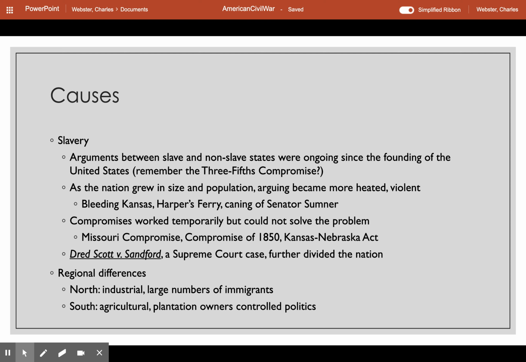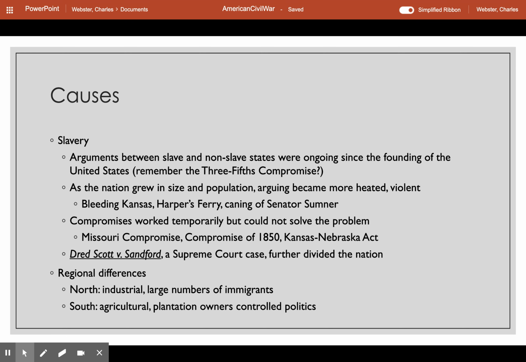You had the Compromise of 1850, which came after the Mexican-American War. Then we had the Kansas-Nebraska Act. And then you had a Supreme Court case that was critical to causing the Civil War: Dred Scott versus Sanford. This basically divided the nation because it said that no state, and even Congress, could outlaw slavery. Therefore, slavery could exist wherever any slave owner wanted to take their slaves.